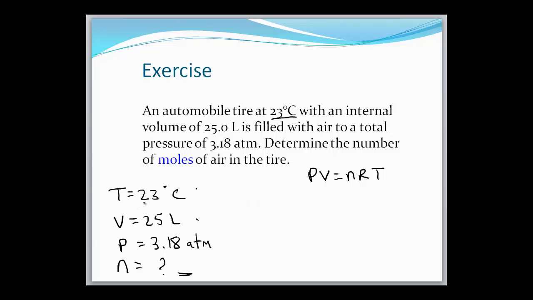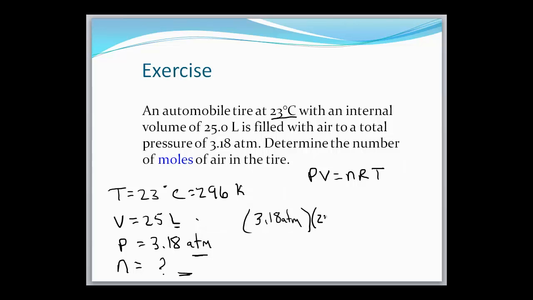Now let's go through and do a couple things. Let's make sure our temperatures are in kelvins. So we can change that to 296 Kelvin. Our volume is in liters and our pressure is in atmospheres. If our pressure here wasn't in atmospheres, we would want to convert it to atmospheres. So let's plug in our values. Pressure, 3.18 atmospheres.